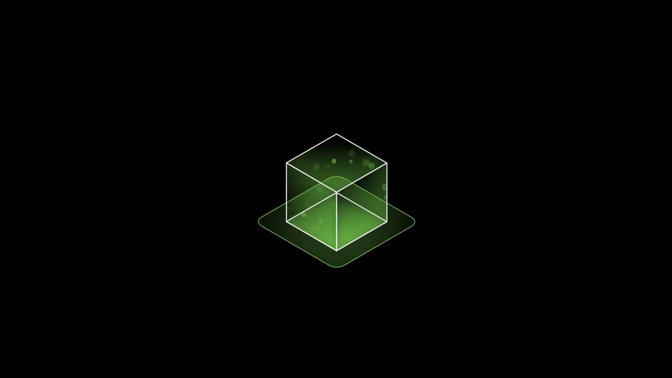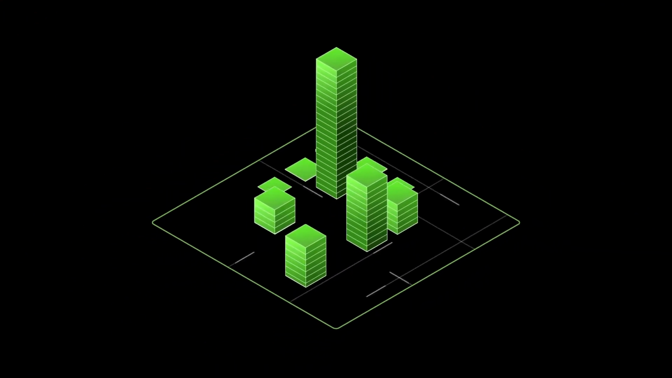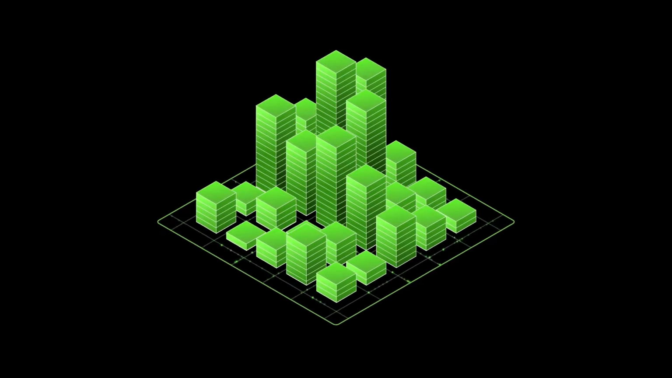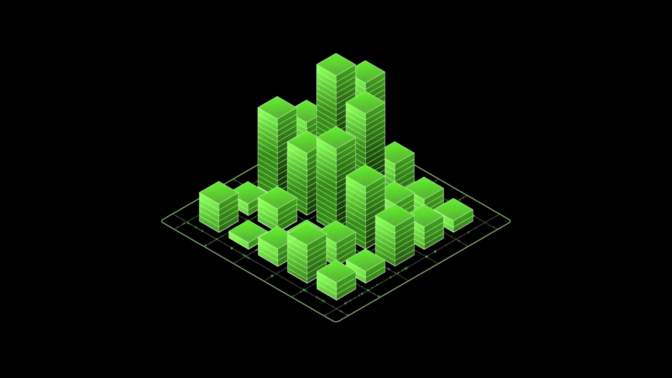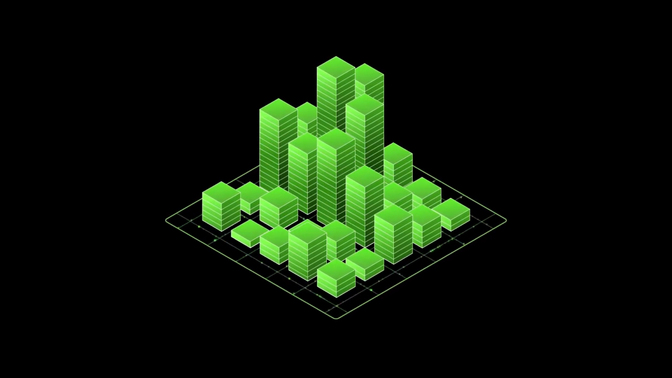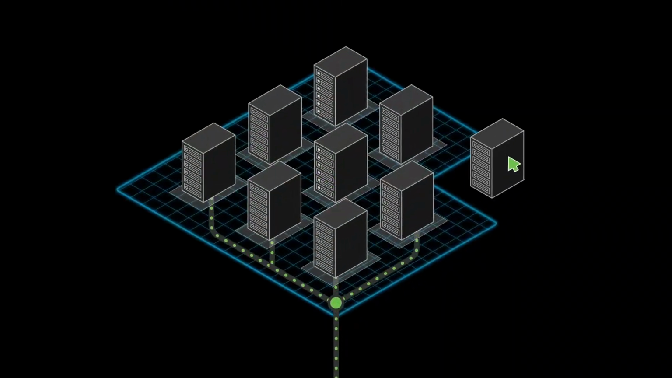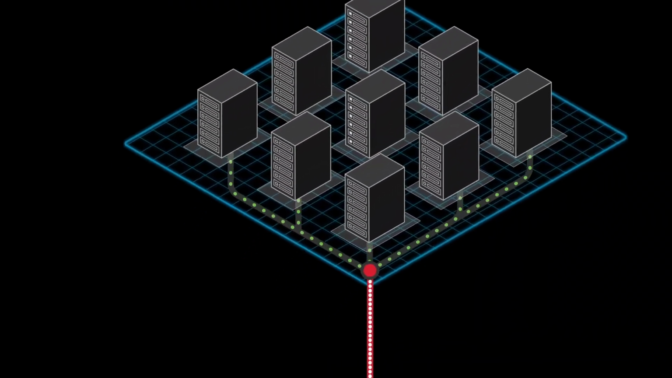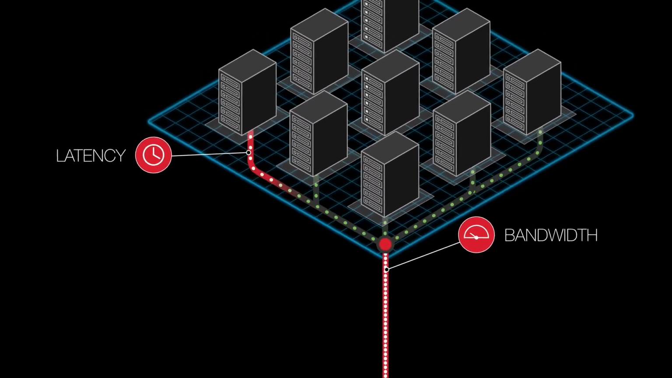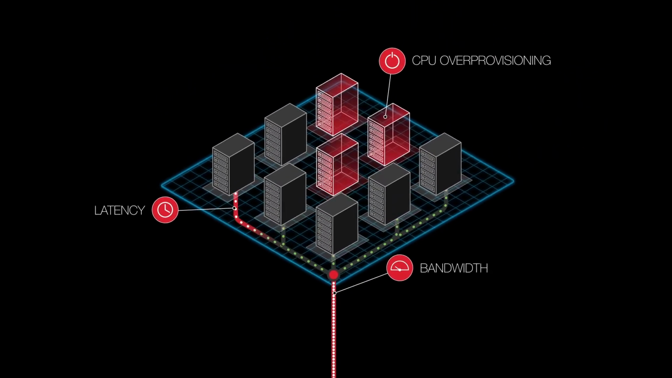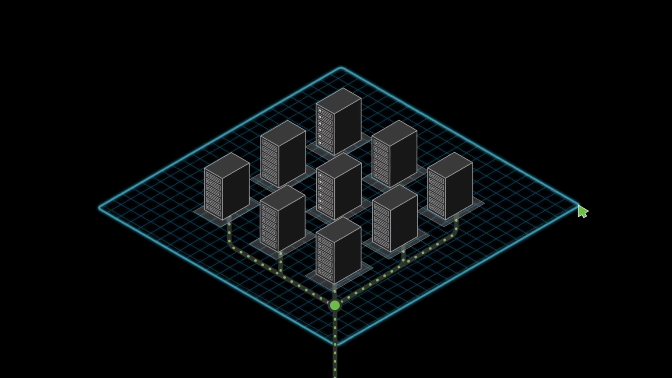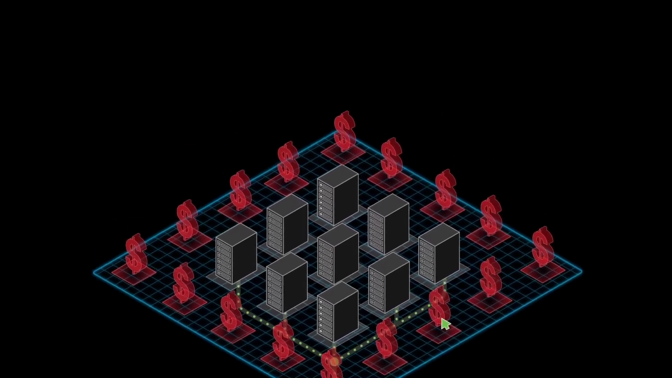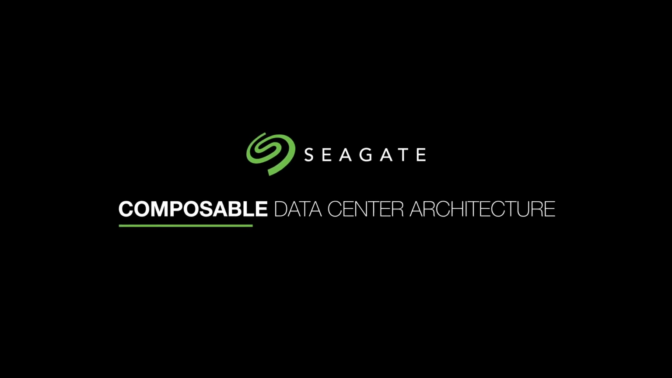As data creation, capture, and utilization continues to grow exponentially, today, more than ever, businesses require a flexible data architecture to successfully manage and access their data efficiently and cost-effectively. There are many challenges facing data system architects, like bandwidth and latency concerns, CPU over-provisioning, and the excessive costs when it's time to scale capacity. This is precisely why Seagate has embraced the composable data center architecture model.